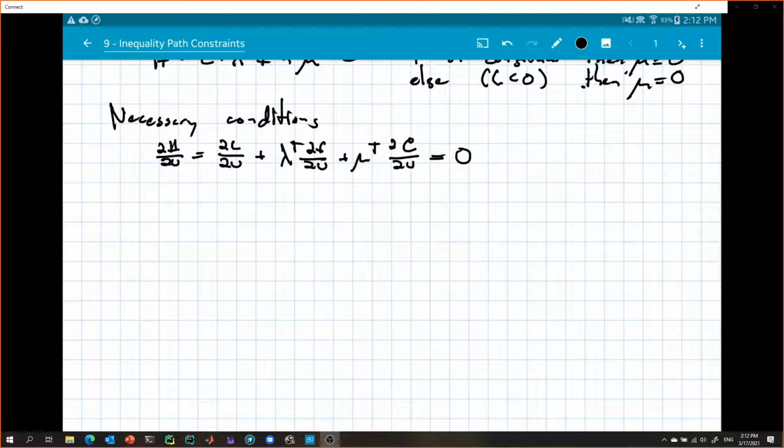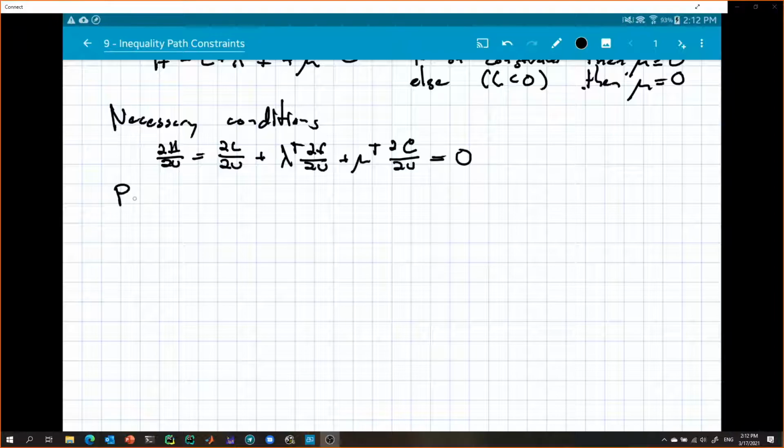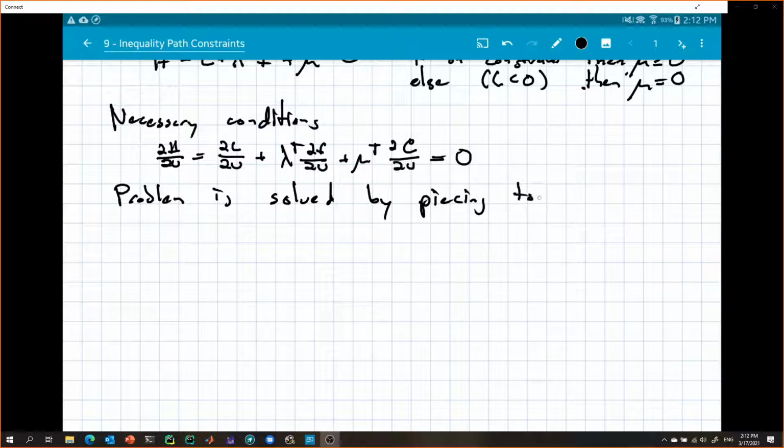Okay, so that's our new necessary condition. And like all these I'm showing today, the problem is solved by piecing together constrained and unconstrained arcs.